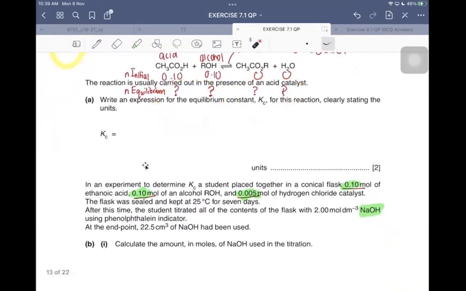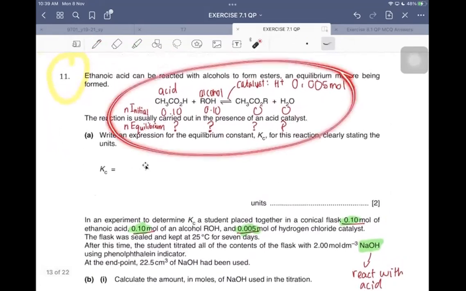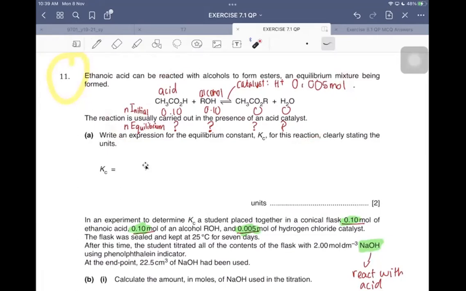Okay, so we use sodium hydroxide. Remember, sodium hydroxide would react with acid. If you look at your system, remember your system is a closed system, so you cannot remove anything out, you cannot add anything else, but you can do a titration with it. So sodium hydroxide would be titrated against this system, but the problem is you've got 2 acids here that sodium hydroxide can react with.